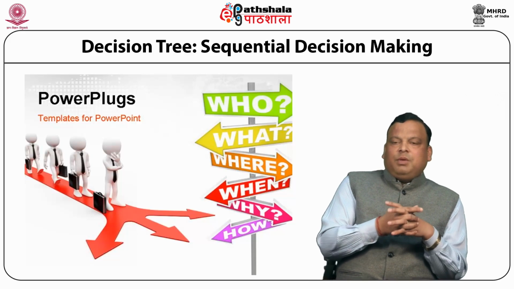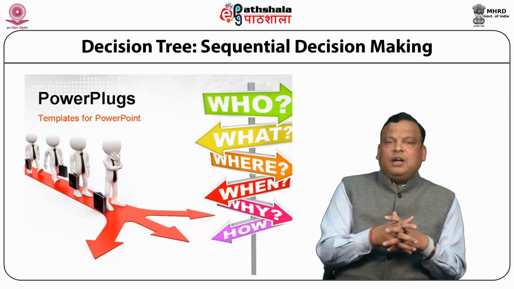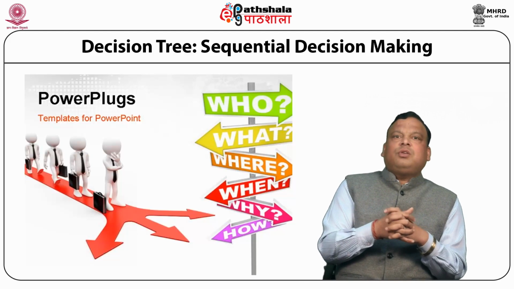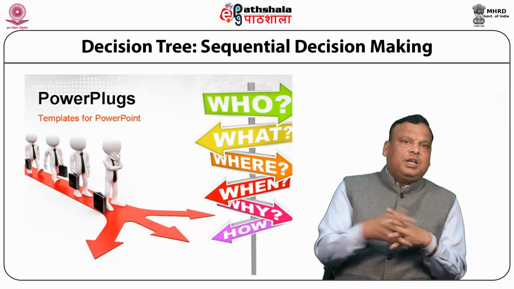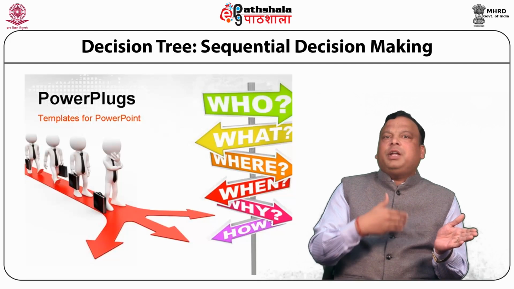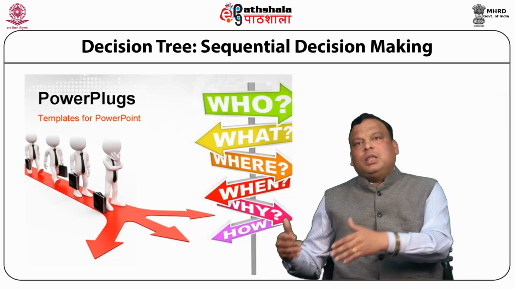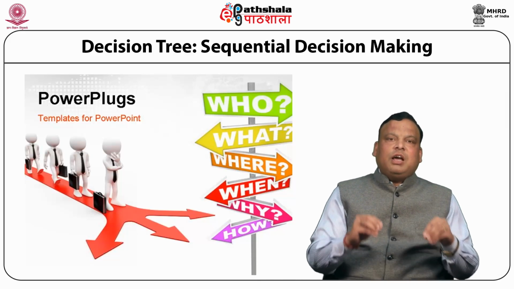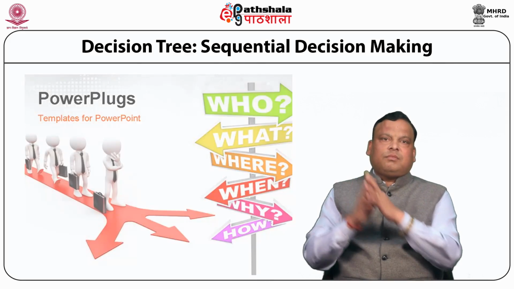In sequential decision making, the decision tree is a very effective tool in the hands of business managers. It is also termed a decision flow diagram. With the help of a decision tree, decision makers can view all elements pertaining to the problem in a systematic manner. A decision tree includes each and everything relevant to your decision.